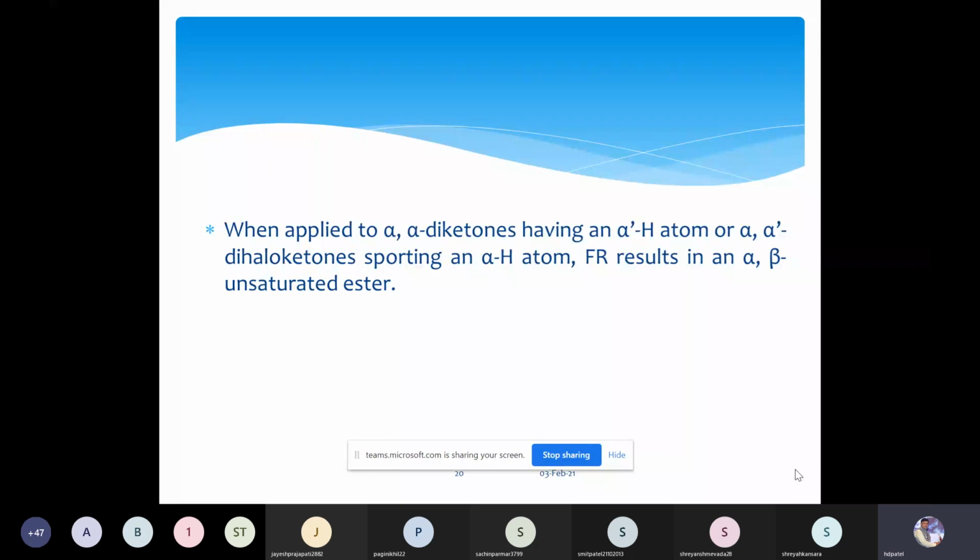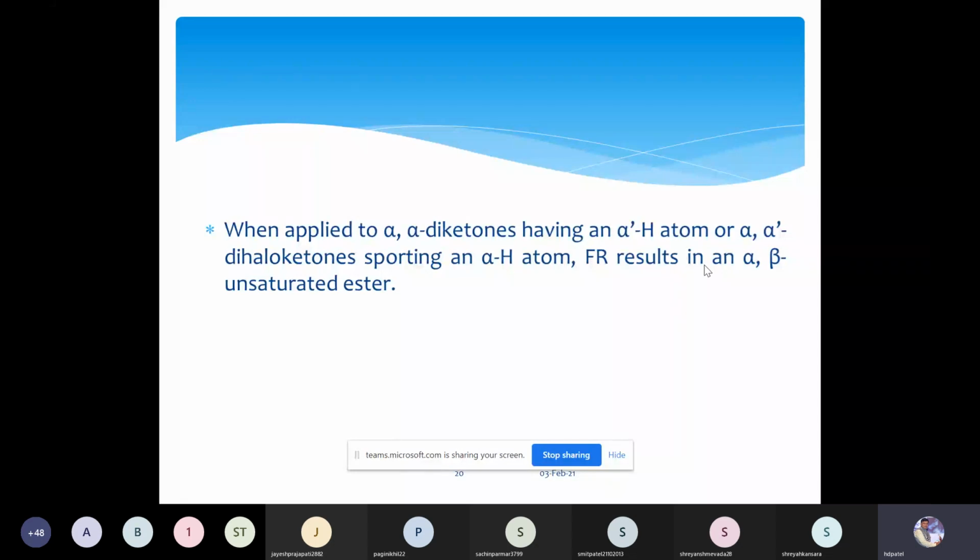Now today we are going to discuss something different. By using the same reaction, Favorsky rearrangement, we are going to synthesize alpha beta unsaturated esters. For that, the raw material is alpha alpha diketone or alpha alpha dash diketone. If you are having alpha alpha diketone or alpha alpha dash diketone, we will get the same product. It means the raw materials are different, but the product is the same. So this is possible by Favorsky reaction.